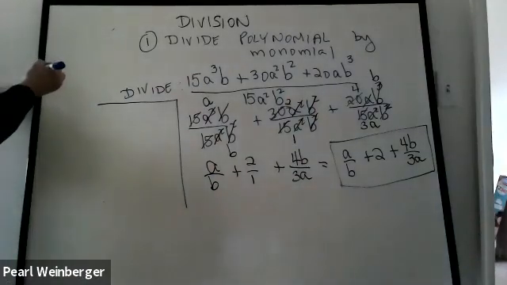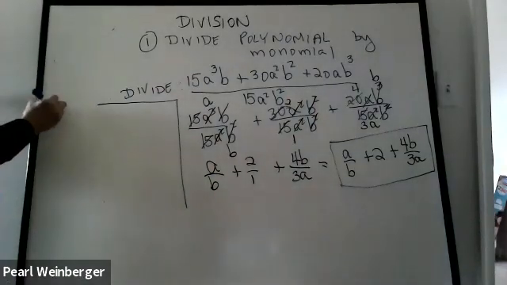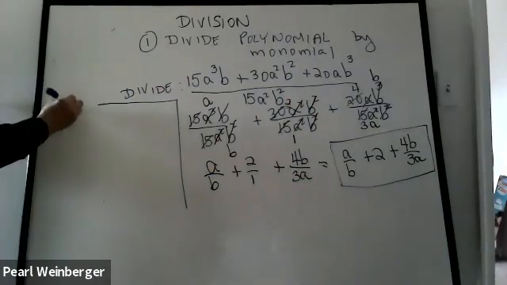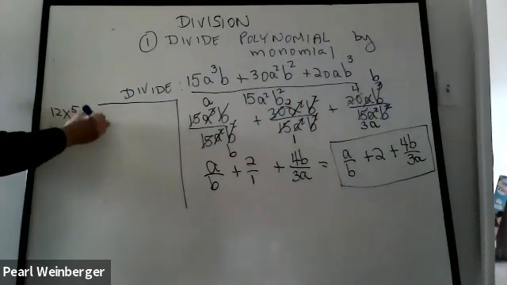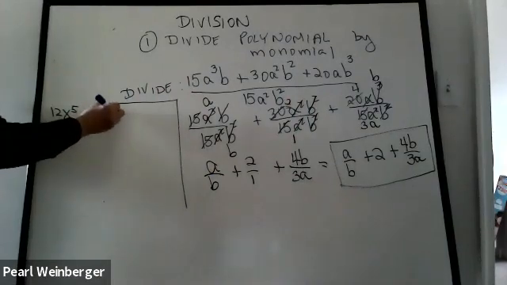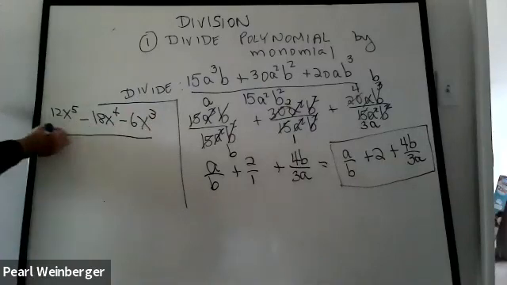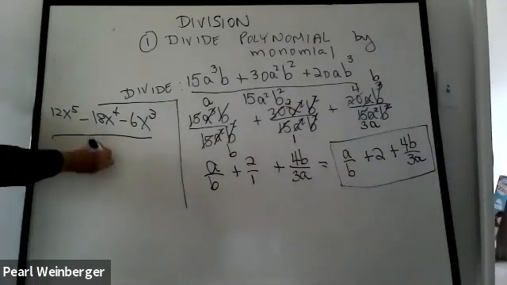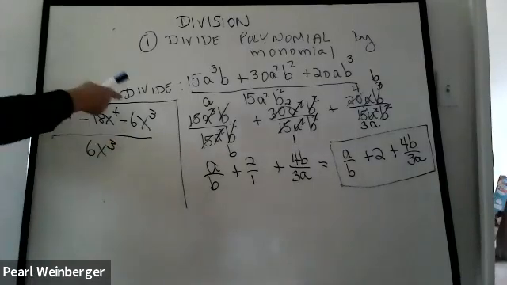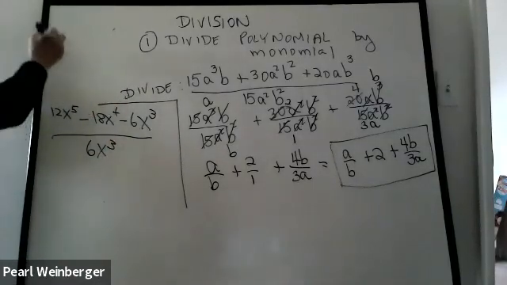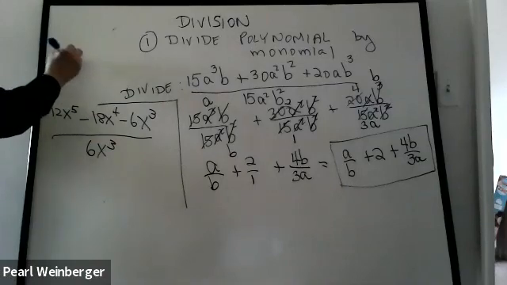Suppose I give you 12x to the 5th minus 18x to the 4th minus 6x squared, x to the 3rd, I'm sorry, divided by, this is again a division, 6x to the 3rd. And again, it'll either say divide or it'll say find the quotient.